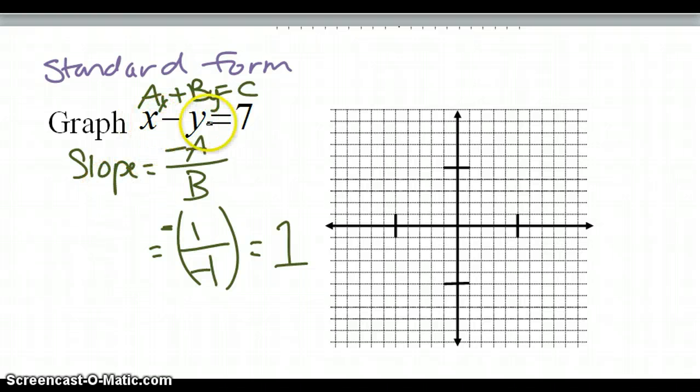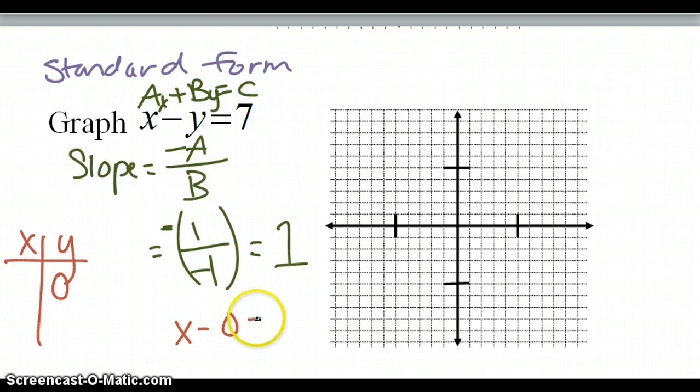So what point can we come up with out of this? We have multiple options, but I think we should make a chart, or table rather, of x, y. What will be easy? So let's say if y was 0. If y is 0, then what would our x coordinate be? So x minus 0 is just the same as x, and then what's left on this side is 7. So (7, 0) is one of our points.